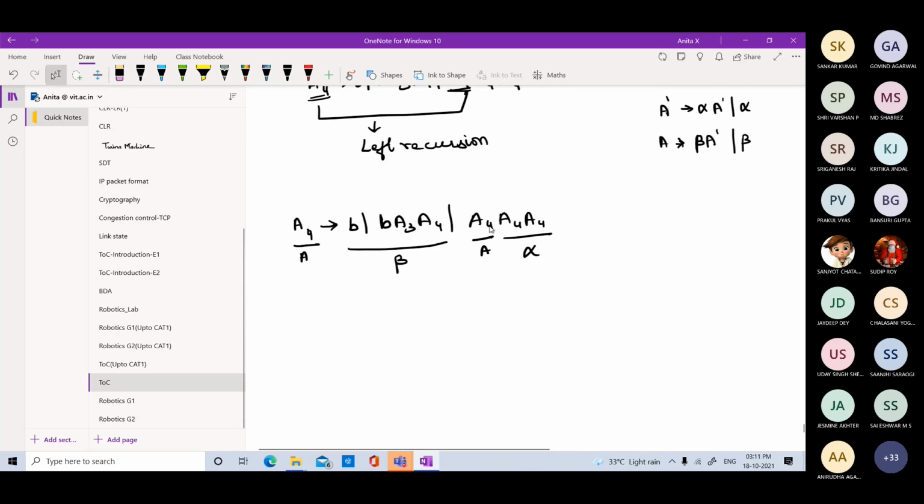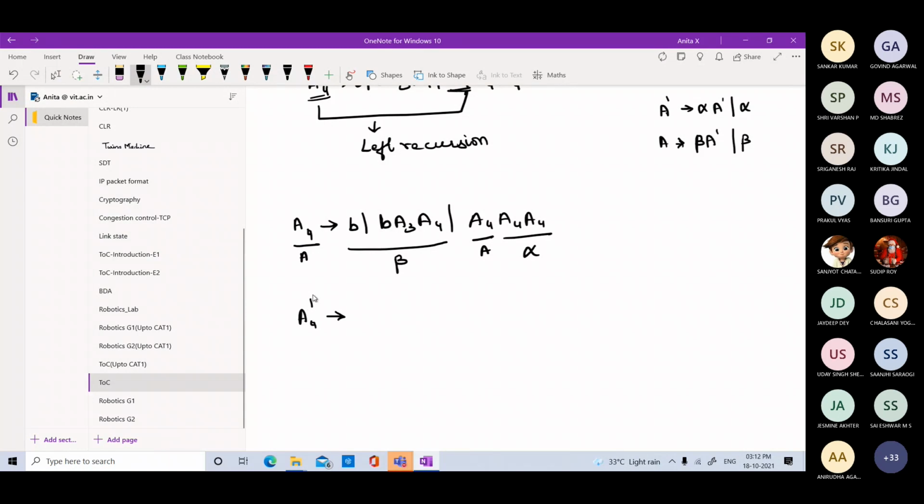So here A4, A4, this is left recursion, and that is designated by C. I'm just mapping this production with this formula. So what should I do? I have to introduce an additional non-terminal, that is A dash. Here we are calling A, here we are running A4, so I'm going to introduce A4 dash. Please make a note over here.